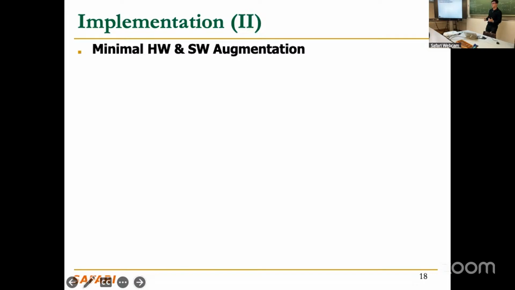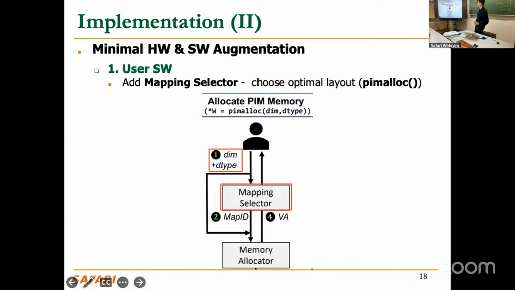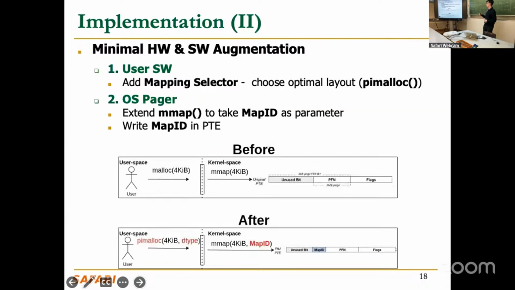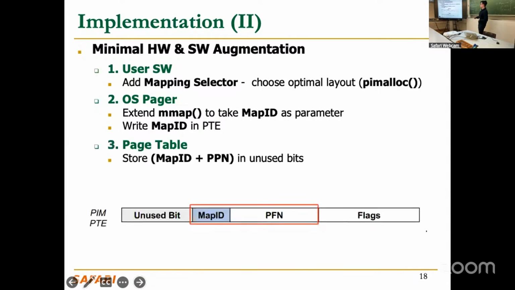Another key point about our implementation is that we want to do minimal hardware and software augmentation. We do it in 4 steps. At the user software level, we add this mapping selector, which chooses the optimal layout based on the parameters that the user already passed to the PIM-alloc function call. The OS pager has to change by extending the mmap system call to take this map ID as a parameter and write it to the page table entries, as we can see in the figure here, in the after figure. Also, the page tables now do not store only the physical frame number, but also the map ID in the unused bits, as I said before.